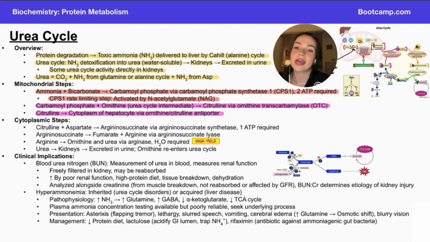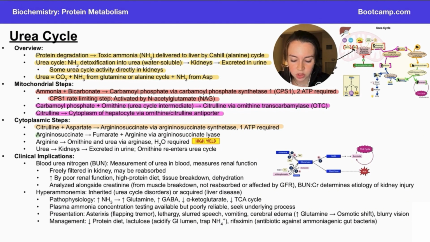All right, so let's go back and recap. Remember, we left off with citrulline. In our first cytoplasmic step here, citrulline and aspartate are going to combine to form arginosuccinate. The enzyme that did this was arginosuccinate synthetase. This enzyme also requires ATP. Just one ATP though, compared to the 2 required above for the activity of CPS1.